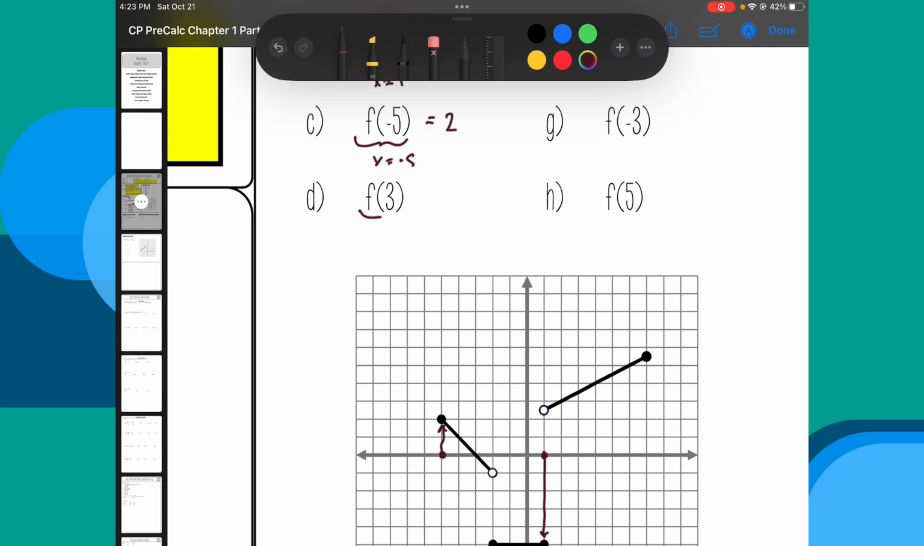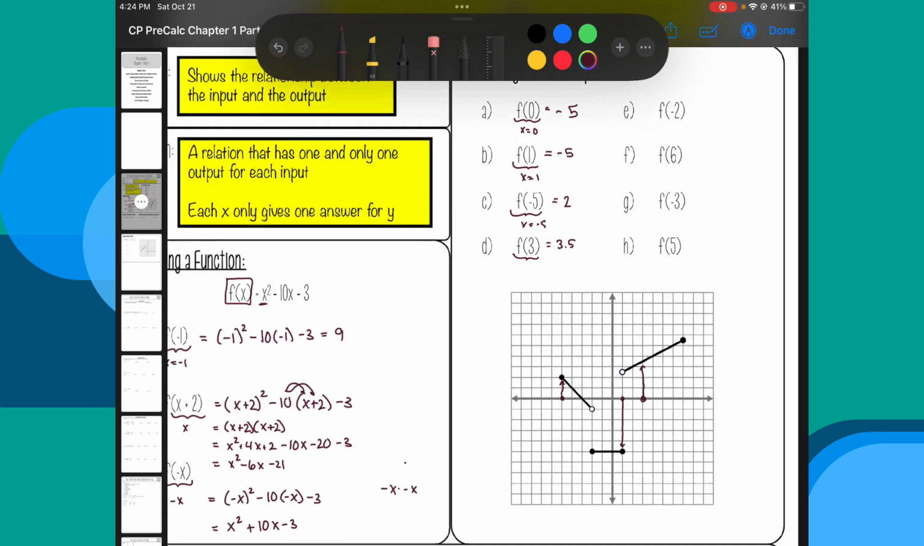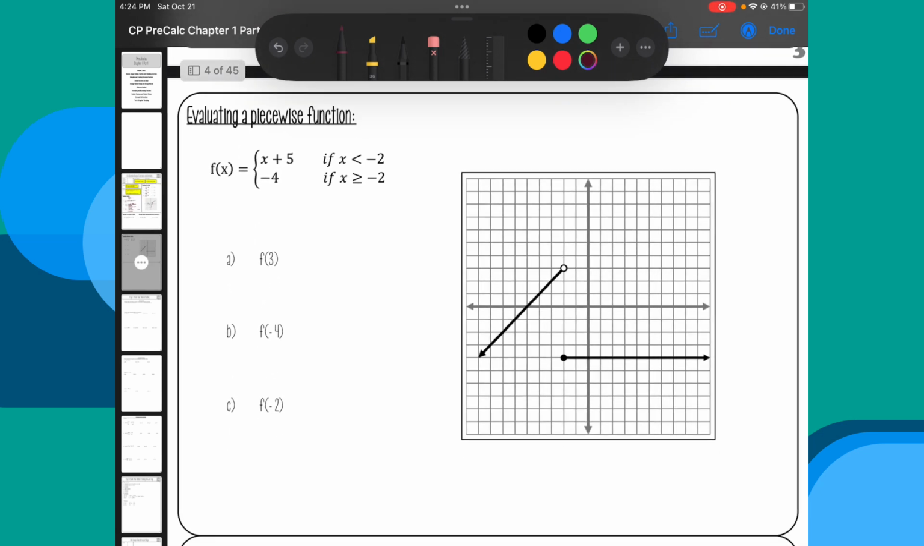I'll do one more with you. So this means that x is equal to 3. And where's our graph when x is equal to 3? Well, it exists up here, and that's about 3.5. Okay. So we can also use the graph to evaluate. See if you can do those other 4 on your own.